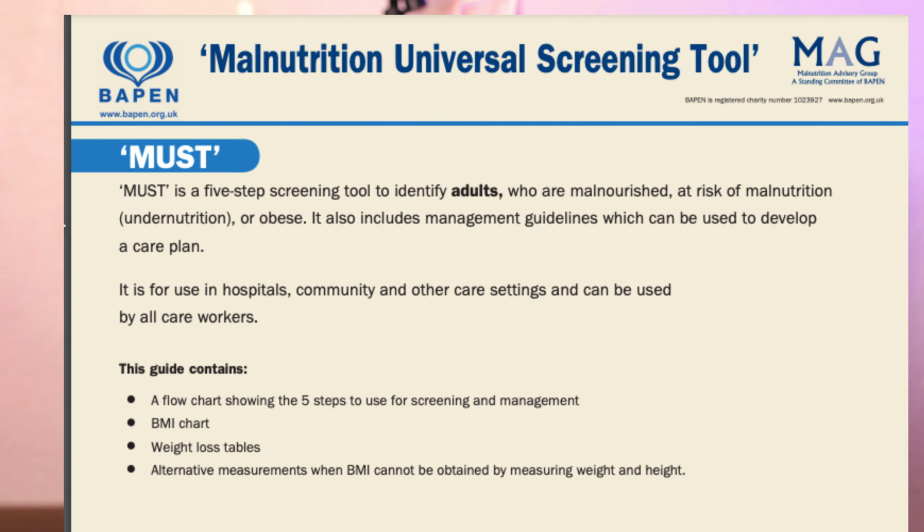There are so many nutritional assessment or screening tools, but in the UK, they use what we call the MUST tool, which is the Malnutrition Universal Screening Tool, which was developed by BAPEN in the year 2003. So it's shortened as the MUST tool. That's what they use, and that is what you'll be using to do your nutritional assessment.